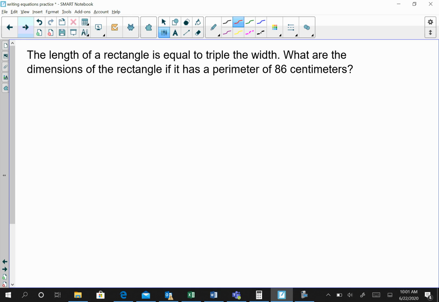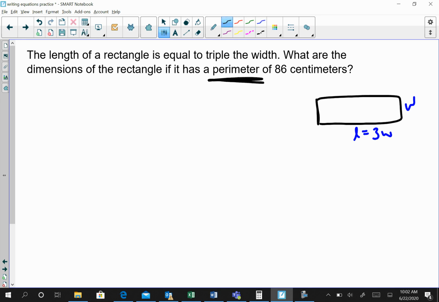All right, the length of a rectangle is equal to triple its width. What are the dimensions of the rectangle if it has a perimeter of 86 centimeters? All right, so again, I'm going to draw this. I'm a big fan of drawing things out. The length is equal to 3 times the width. So if I let this be the length and this be the width, just because of the way I drew it, the length is equal to 3 of the widths. That's good to know.